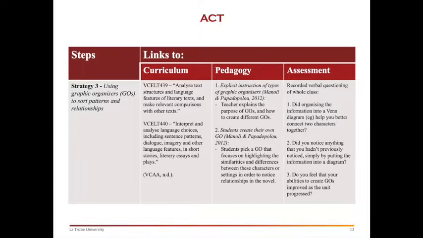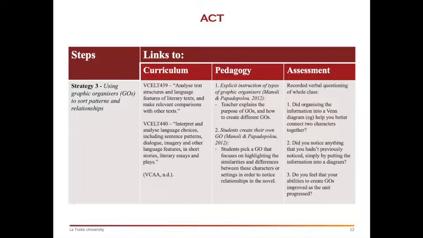of detecting these relationships. So for this one, I'll be recording my verbal questioning of the whole class once more, and the types of questions that I could ask include, did organizing the information into a Venn diagram help you better connect 2 characters together? Did you notice anything that you hadn't previously noticed simply by putting the information in a diagram?